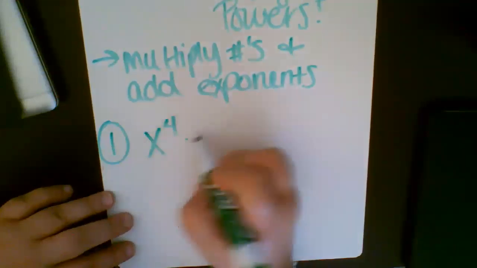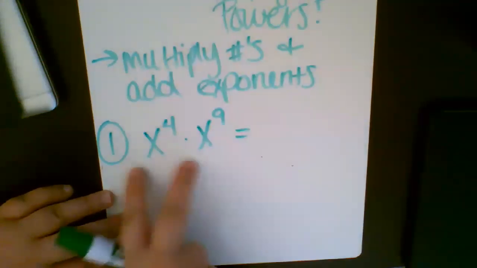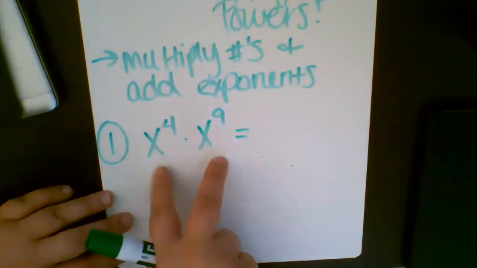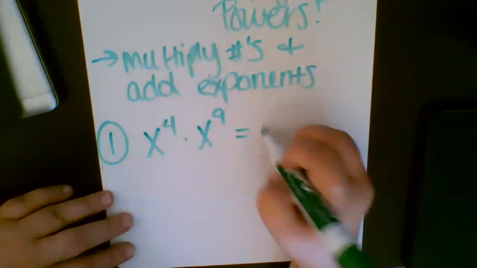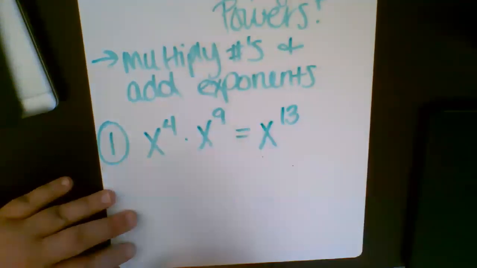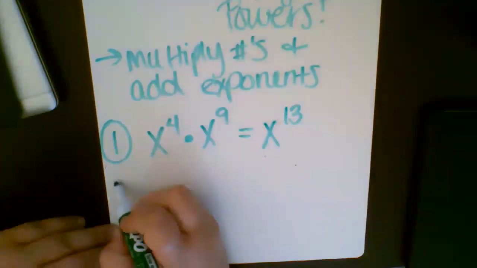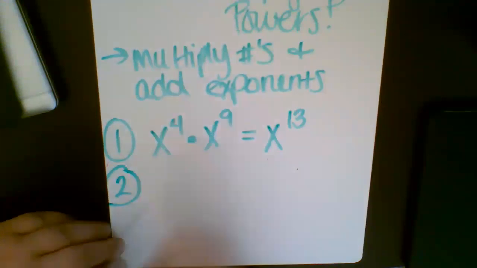x to the 4th times x to the 9th. So as a rule of thumb, we multiply the numbers. There's no numbers, there's just letters, okay? And add the exponents. So when we add our exponents, we get x to the 13th. Easy as that. Add those numbers. We can tell it's product rule because there's a times sign in the middle. Okay. Step up the rigor a little bit.